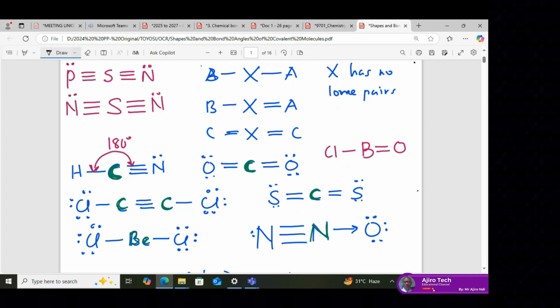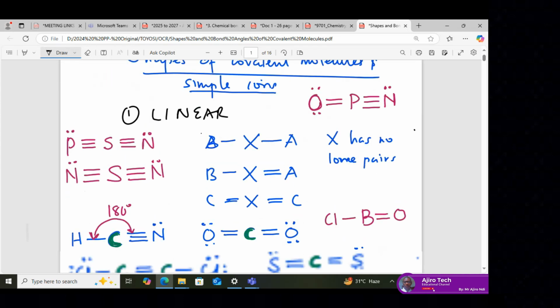I'll take one by one, don't rush. Look at carbon dioxide. What group is carbon? Group 4. After sharing 2 with oxygen on the right and 2 with oxygen on the left, does carbon have any electron left? No. Carbon dioxide is also linear. Look at it, carbon dioxide is linear. We are doing the linear shape.